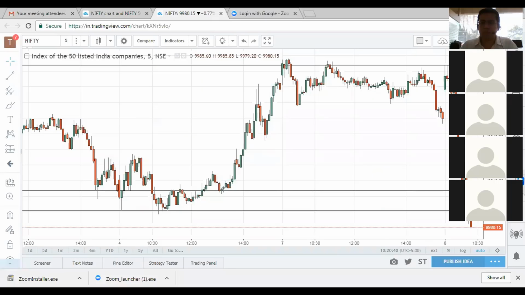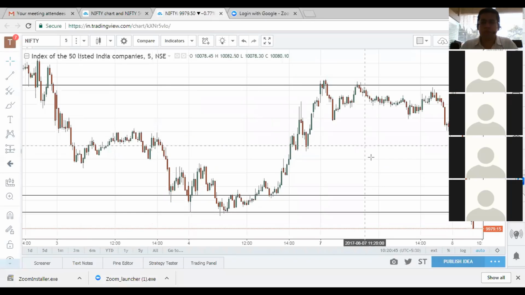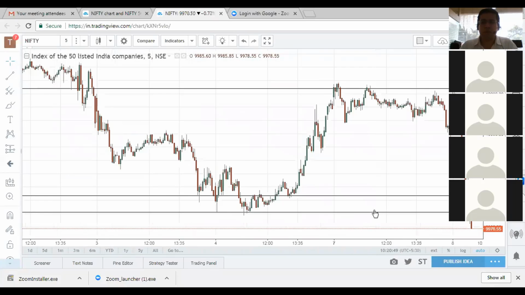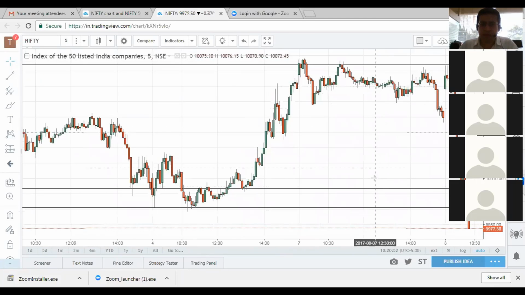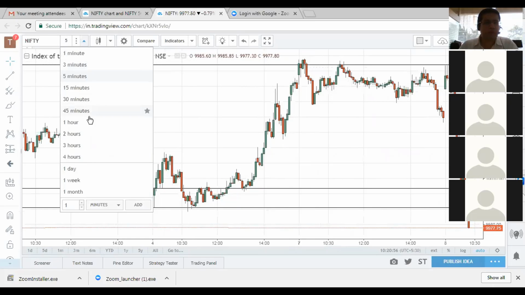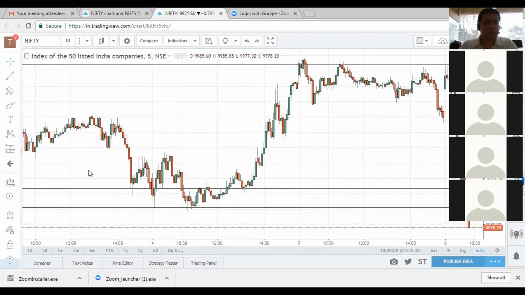Great. Yeah, let me share the screen. So let's take the chart. So it is breaching that 9,990 level as well. So we are very happy because it has gone all the way down from our resistance level of 10,084. Now we need to see where it goes and stops.